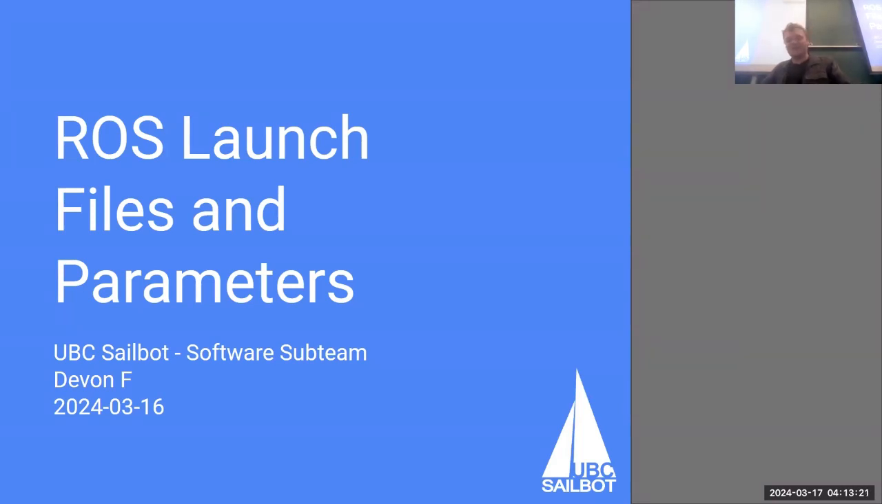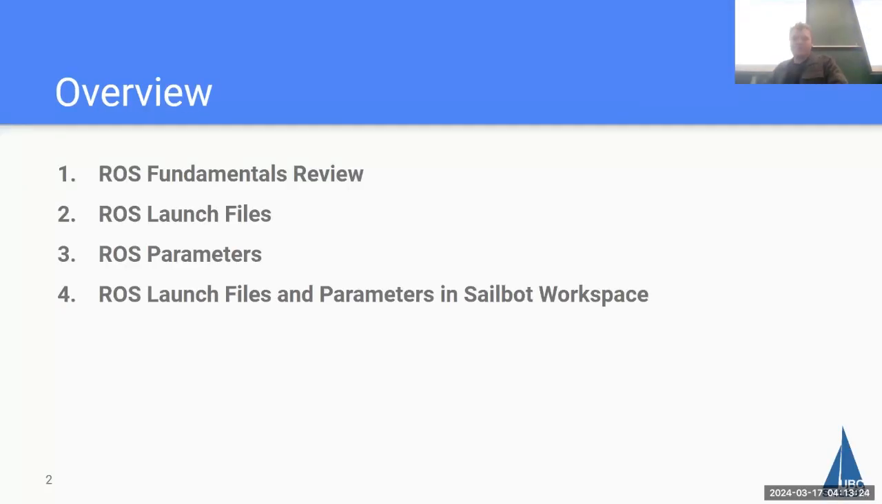Files and parameters. So just a quick overview of what we're going to be covering in this workshop. We're going to first review some ROS fundamentals that we covered since the last workshop. Not as in-depth, but just a few key things that we need to understand, just some prerequisites in order for us to work with the rest of the material in the presentation. Then I'll be going over ROS launch files and parameters by themselves. And then I'll finally be going over how we use these in Sailbot Workspace.